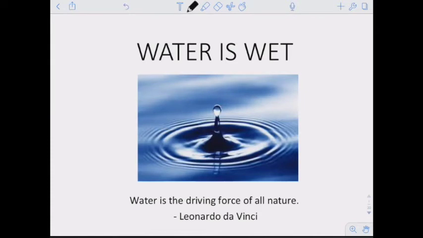Welcome to the first presentation in Unit 6. The title is Water is Wet. Water is the driving force of all nature. Leonardo da Vinci said that.